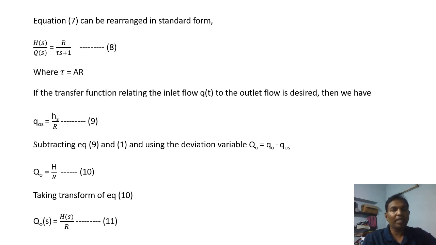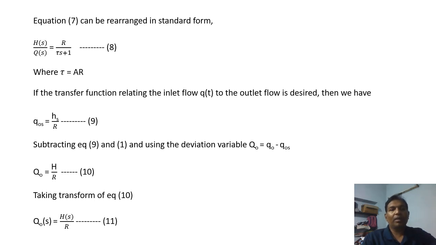So the equation is rearranged in the standard form of the first order equation. H of s by Q of s is equal to R by tau s plus 1. Here we are taking tau as AR. Tau is nothing but your time constant. Time constant is the time taken by the system to adapt to any changes in its input. The unit of time constant will be seconds or minutes. So if you replace tau as AR, your equation will be H of s by Q of s is equal to R by tau s plus 1.